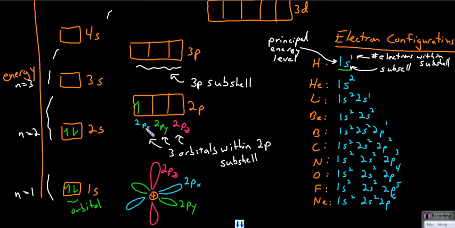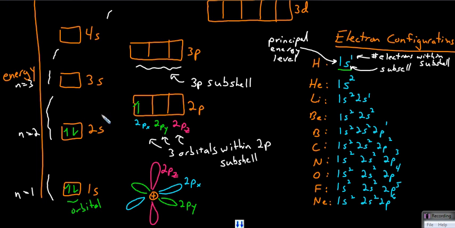We say 2px because there is a p orbital on the x-axis around the nucleus. We say 2py because there's a p orbital on the y-axis around the nucleus, and then we say 2pz. There's a p orbital on the z-axis around the nucleus.